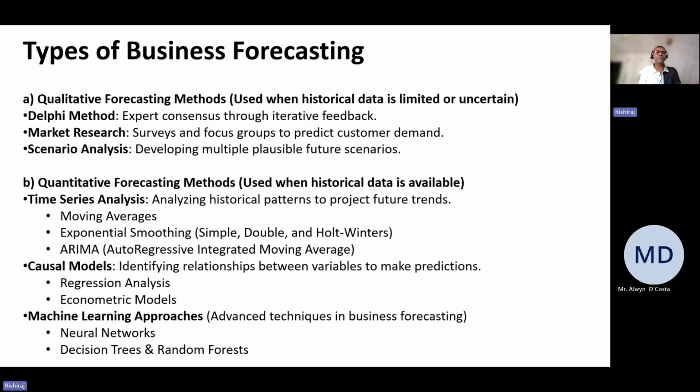Then scenario analysis, where we develop multiple plausible future scenarios from the market, economy, geopolitical scenario, etc., and then try to evaluate them one by one, and then we create the probabilistic structure of which scenarios are most likely to happen, in a qualitative manner, may not be in a quantitative manner. So these are three major qualitative forecasting methods: Delphi, market research, and scenario analysis. And then we move on to quantitative forecasting methods.